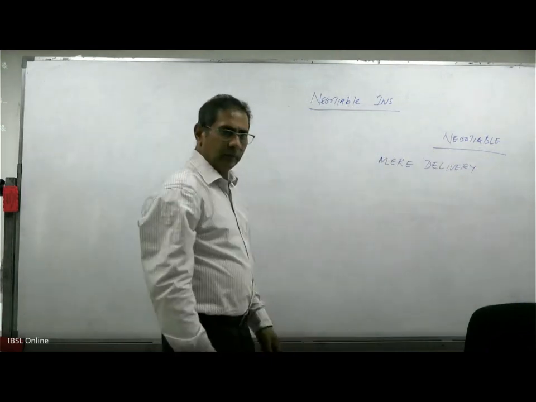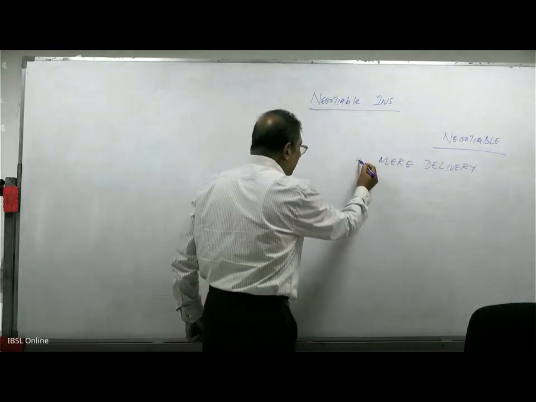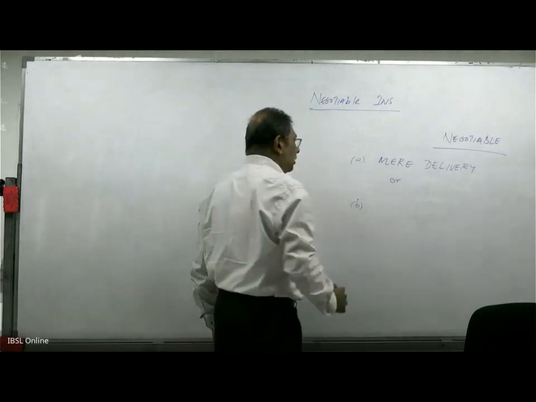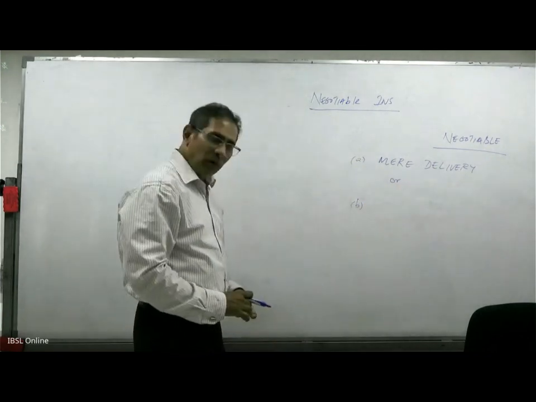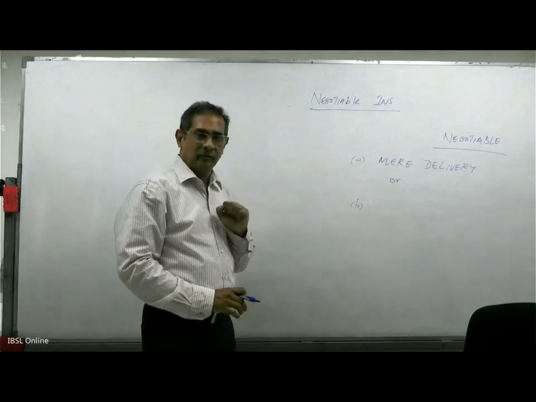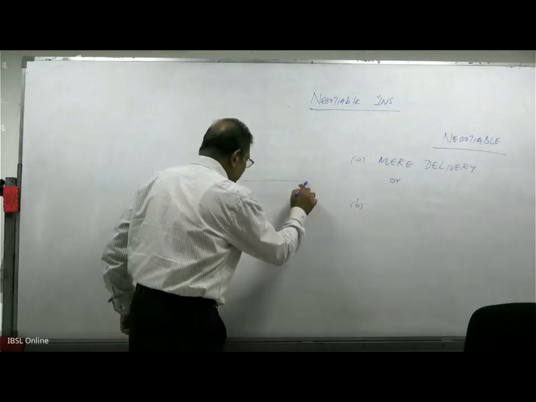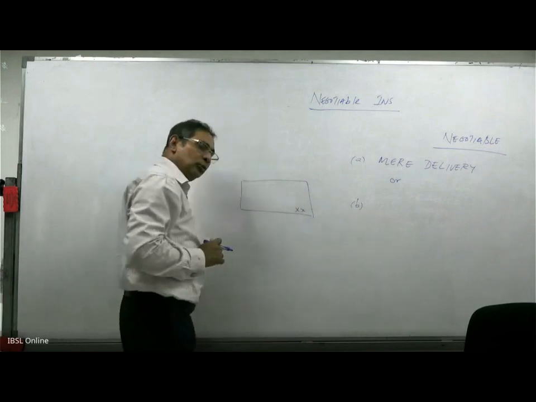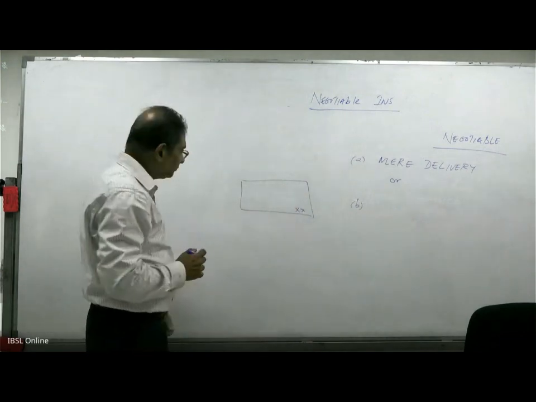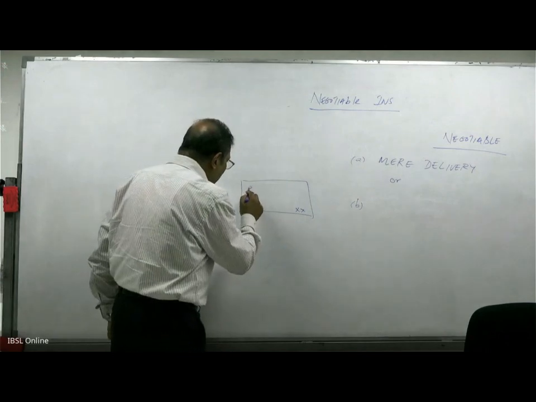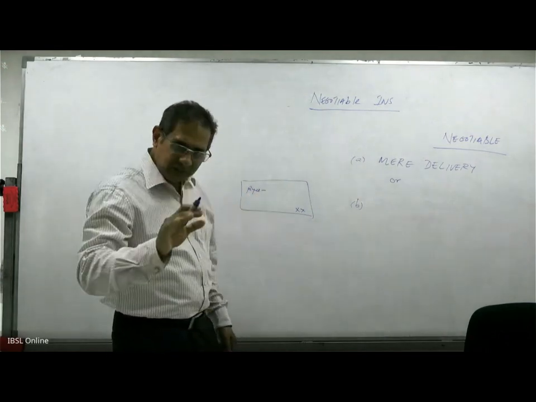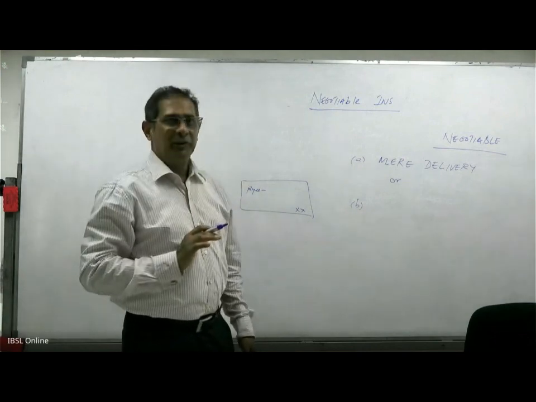Mere delivery. Oh, right. What is mere delivery? You have a check, an uncrossed check. The check is written like this, signed by the drawer, or the person who possesses the check, the issuer. And the payee in a check could be fictitious, non-existent, or a legit person.